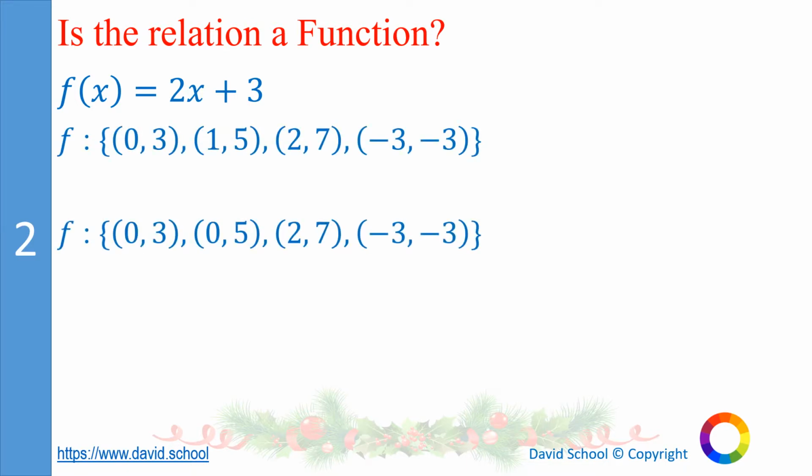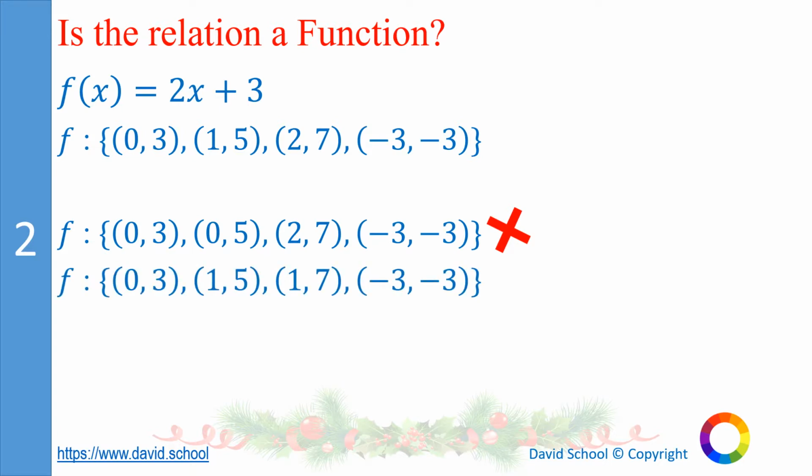What about this? F is (0, 3), (0, 5), (2, 7), (-3, -3). Is this a function? No. When you see the ordered pairs, make sure the x values are not repeated. If x values are repeated, then that relation is not a function. We'll see one more example.